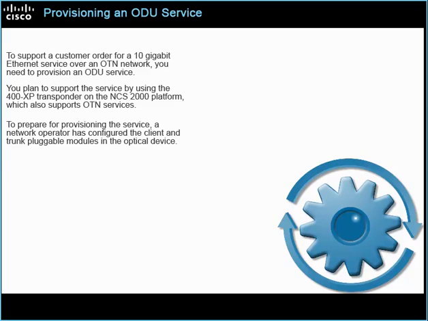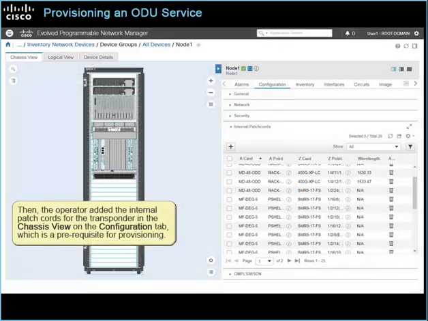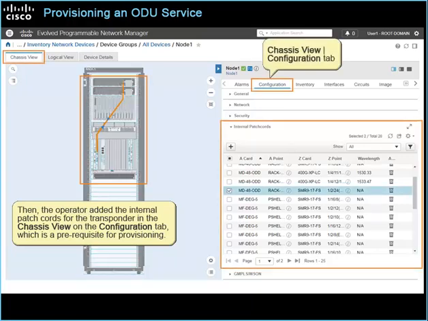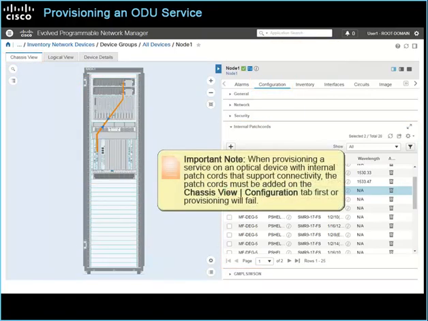in the optical device. Then, the operator added the internal patch cords for the transponder in the chassis view on the Configuration tab, which is a prerequisite for provisioning. It is important to note that, when provisioning a service on an optical device with internal patch cords that support connectivity, the patch cords must be added on the Chassis View Configuration tab first, or provisioning will fail.